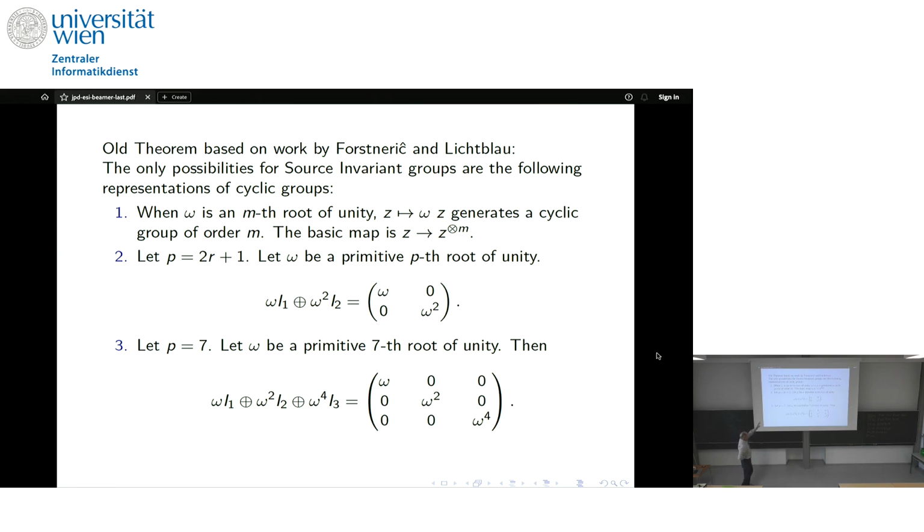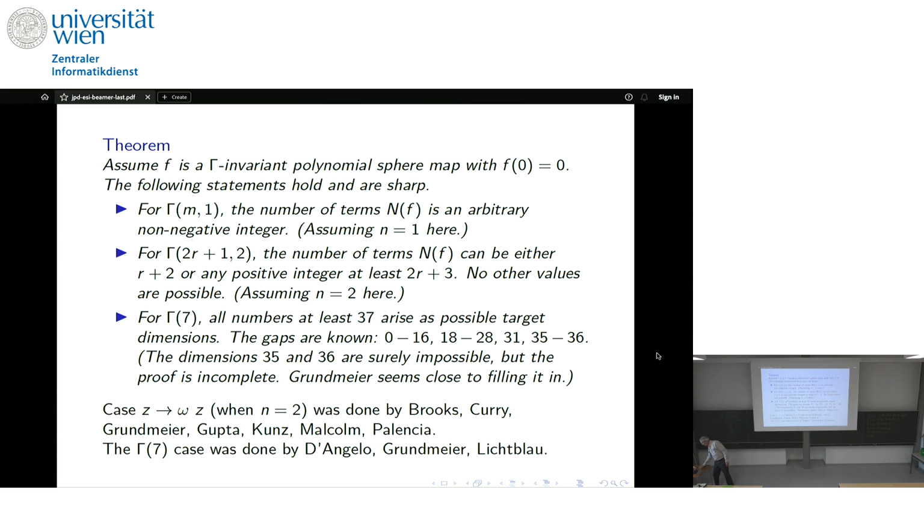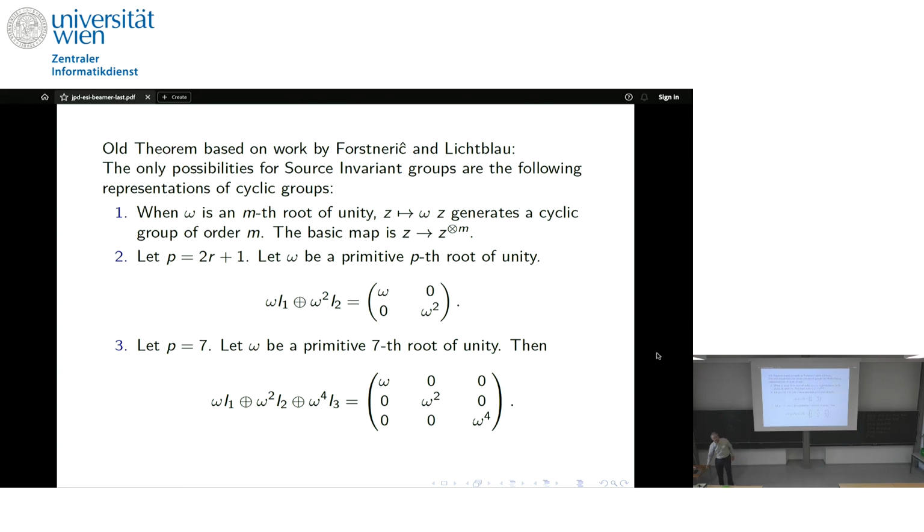Okay, so anyway, we're going to answer the questions for these groups. Now here's the answer, sort of. Okay, go back, explain which notation? Oh, what is Z tensor m?